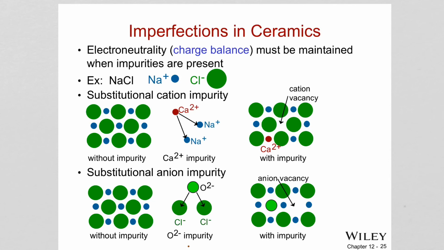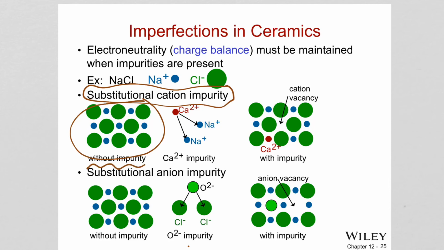Alright, so as I said, in ceramics, the electroneutrality charge balance must be maintained even if the impurity is present in the structure. So if you take a look at a substitutional cation impurity, why it forms. So you have the sodium chloride structure here. The blue is the sodium cation, the chloride is the green colored anion. And as you can see, without any impurities, the charge neutrality is preserved.